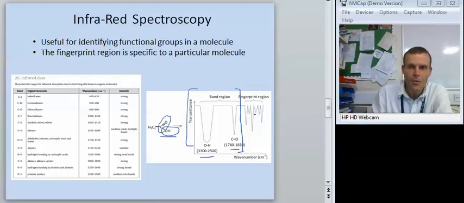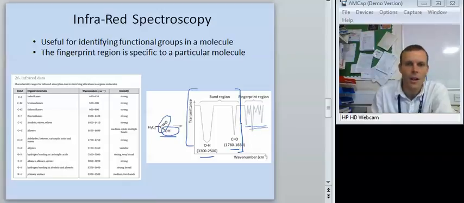Now the fingerprint region is specific to a molecule, just like your fingerprints are specific to you. Every single molecule has its own fingerprint, and so if you've got a booklet of data of all these traces, you can check that against what you've got, and by looking at all this intricate, unique information, you can decide what it is. But for most chemists, they will look at the band region and see what bonds we are likely to have in here, and compare that with tables of data.